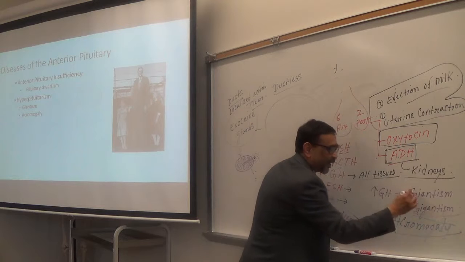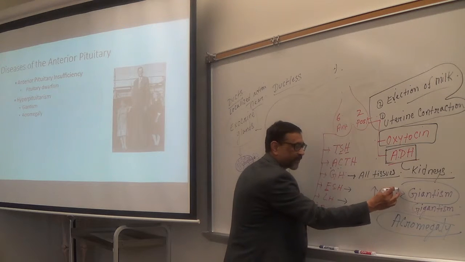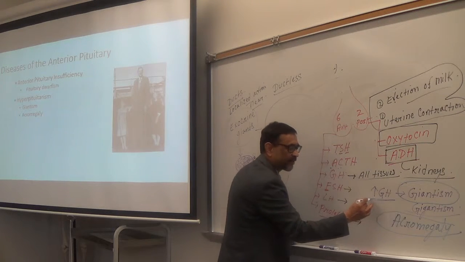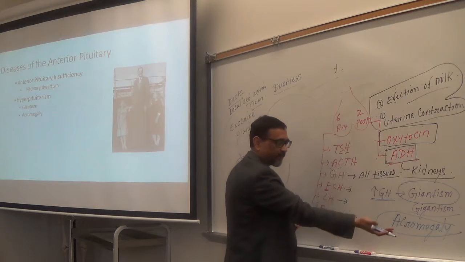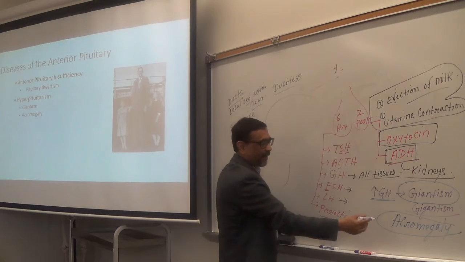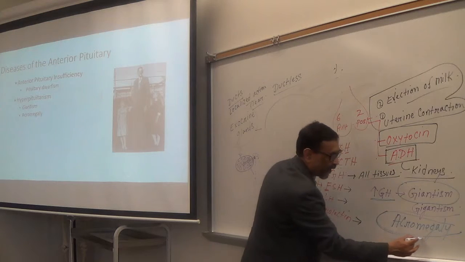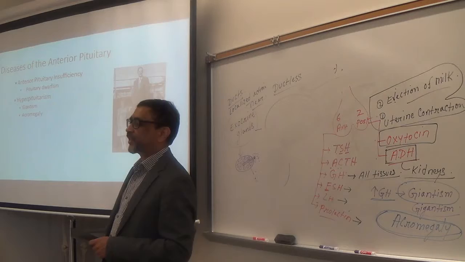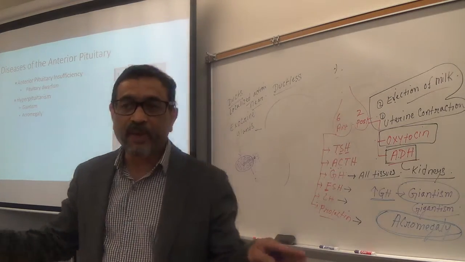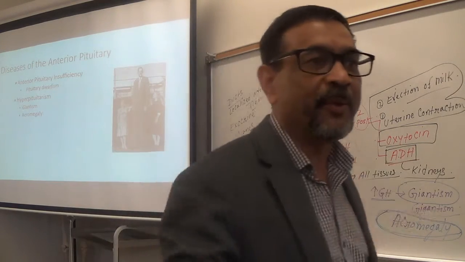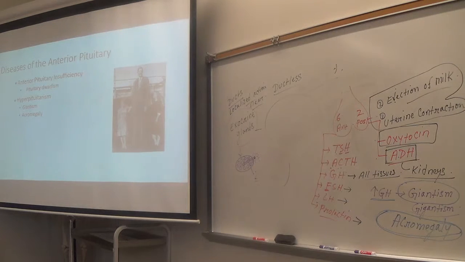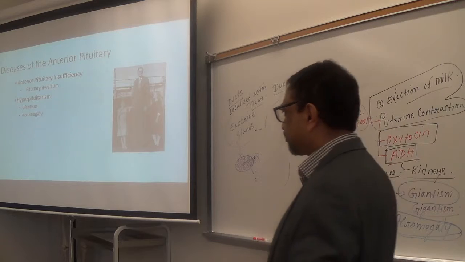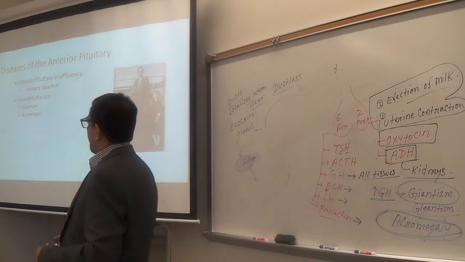So, giantism will occur if the growth hormone secretion increases during the growth of the body. That means before puberty. And acromegaly will occur if the growth hormone secretion was normal during the growth of the body, but suddenly the pituitary is now producing more hormone after the growth is complete. Make sense? So that is acromegaly.